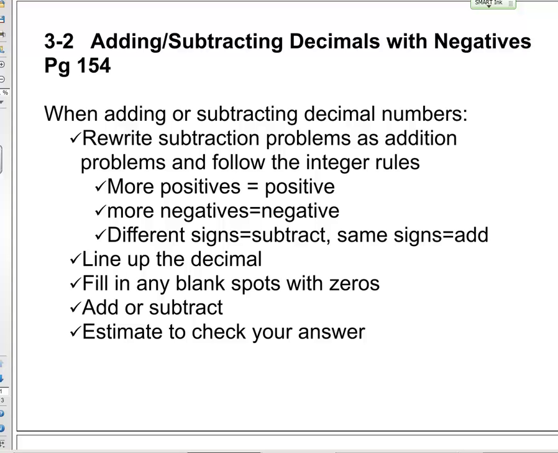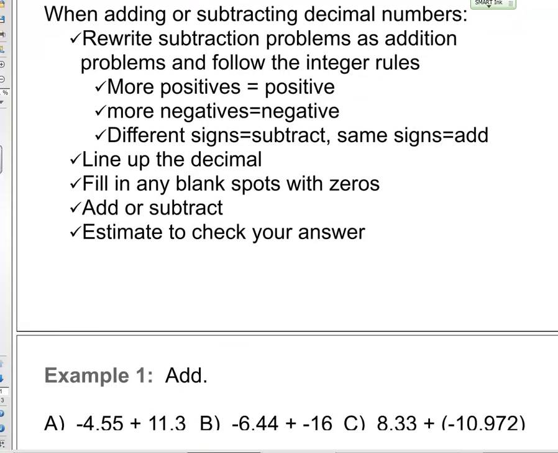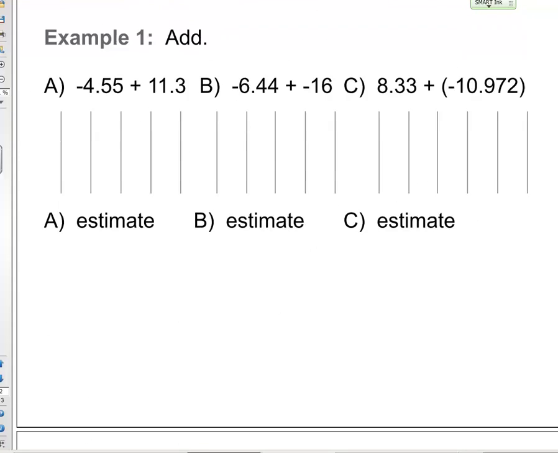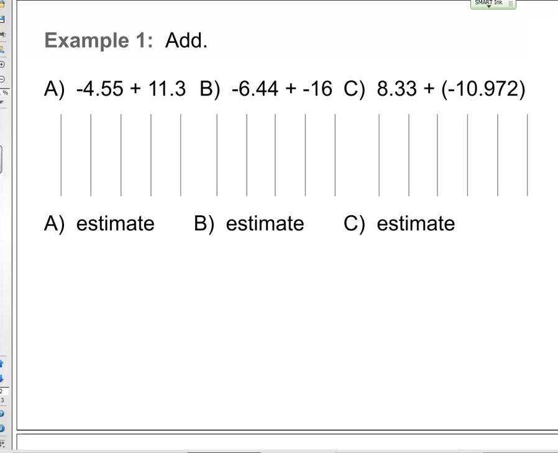When you're working with decimals, it's very easy to get the decimal point in the wrong spot, and then your answer is going to be way off. So if you do a quick estimation, round your decimals to the nearest whole number, and then add or subtract, then you can just double check to make sure that you have the right answer, you're in the right ballpark. So let's take a look at a couple of addition problems here.